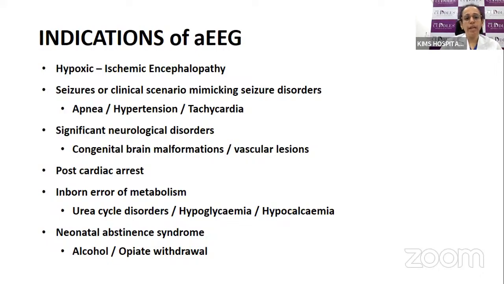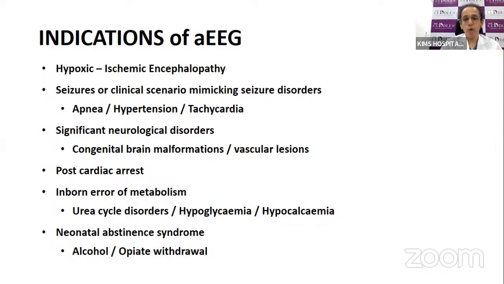So now let us see the indications of using aEEG. We should have a specific set of indications where we decide to use the amplitude integrated EEG, not in every newborn. The most common indication is hypoxic ischemic encephalopathy or any neonatal seizures, or clinical scenarios mimicking seizure disorders, like babies having clinical conditions like apnea, hypertension, and tachycardia suggestive of seizures, and any significant neurological disorders when we suspect congenital brain malformations or vascular lesions.